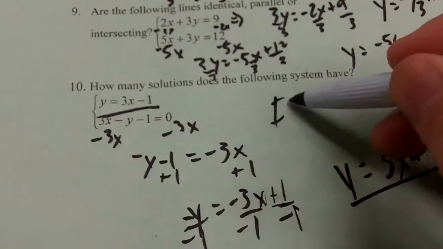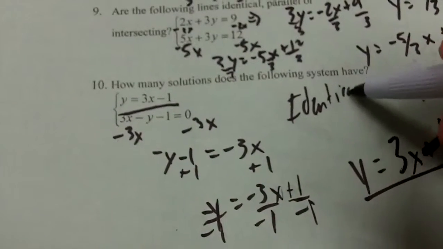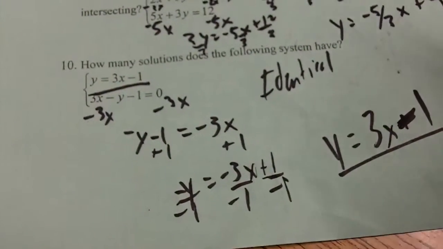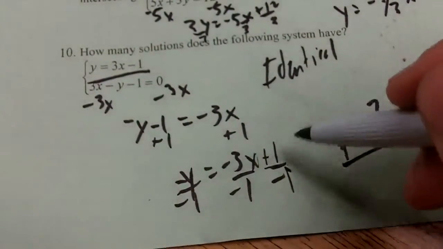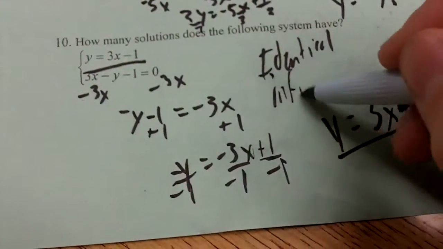That means those two lines are identical. How can I tell? Because they look exactly the same. How many solutions does identical lines have? How many times do they intersect? Infinitely many. Infinite.